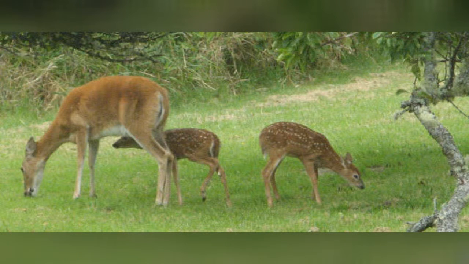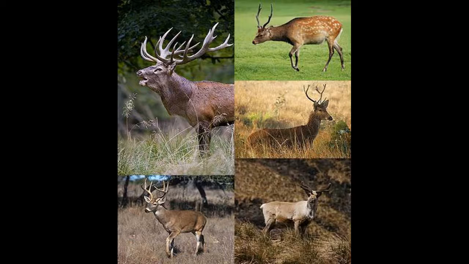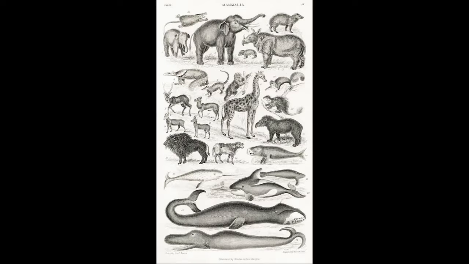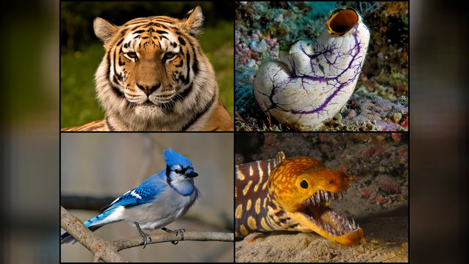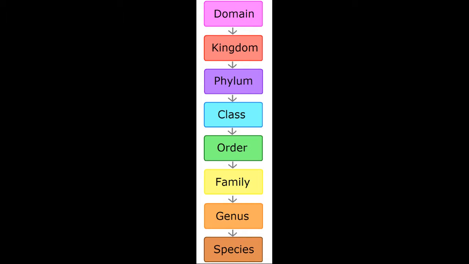A species is a group of organisms that can interbreed. A genus is a group of related species. A family consists of genera with similarities, and an order is a taxon of similar families. A class is a group of similar orders, and a phylum is made up of classes that are like each other. Kingdoms are made up of similar phyla or divisions. The biggest group, domain, contains 1 or more kingdoms.